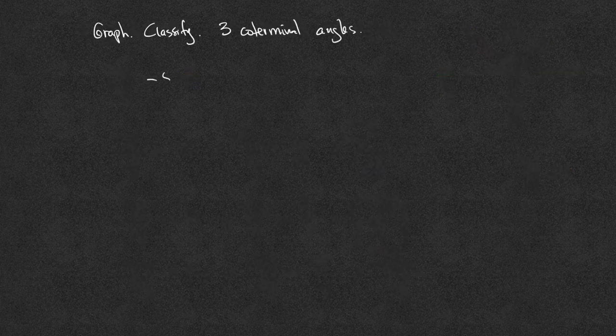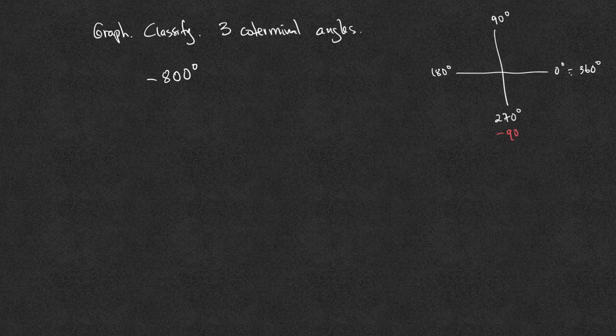Graph the angle negative 800 degrees, classify where the terminal side lies, and find 3 coterminal angles. In degrees, this is 0 degrees, 90 degrees, 180 degrees, 270 degrees, 360 degrees. If the angle is negative, we would have to go clockwise. And so this is negative 90 degrees, this is negative 180 degrees, this is negative 270 degrees, and negative 360 degrees.